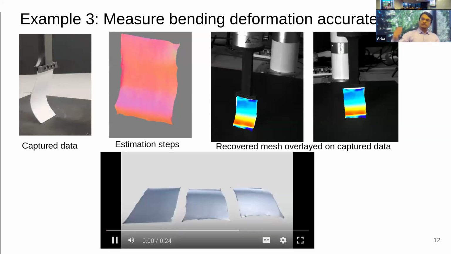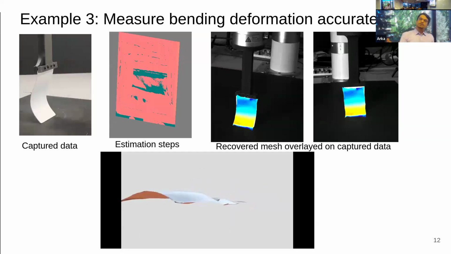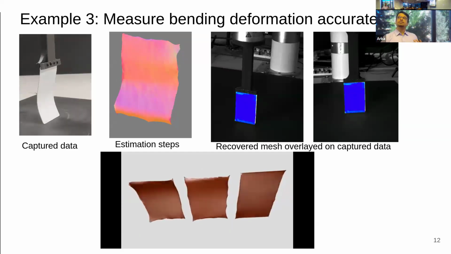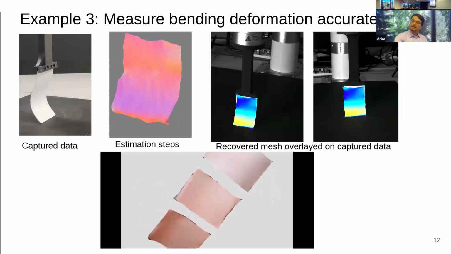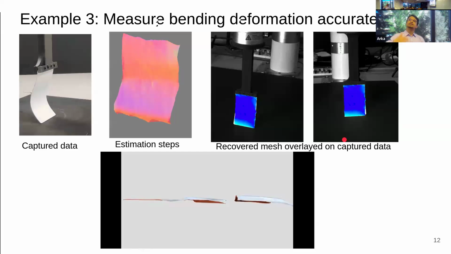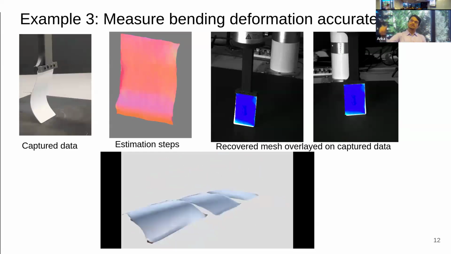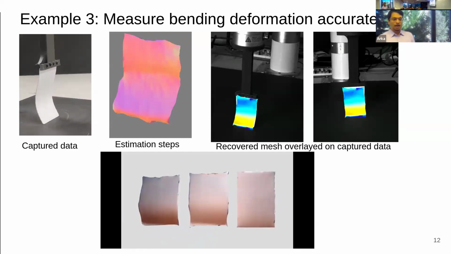So at every single time step, we ran our perception pipeline and we tried to estimate the shape. What we are showing here on the right is the shape of the card overlaid on the captured data. We also take 3 snapshots of the geometry and show them as a mesh in the rendered mesh below.